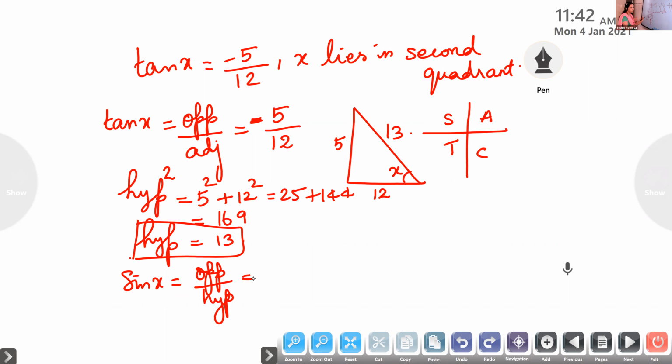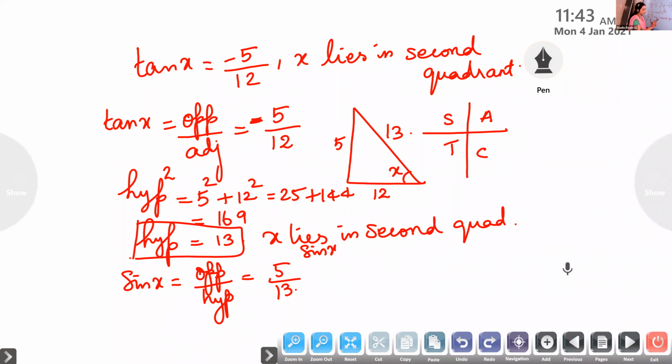Now here we have to write plus or minus sign. What is given about x? X lies in the second quadrant. So we will be taking the positive value, which is the opposite side here, 5 by 13. So here we can write x lies in second quadrant. So as x lies in second quadrant, which trigonometric ratios will be positive? Sin x and cosec x are positive. The remaining we will be taking as negative.